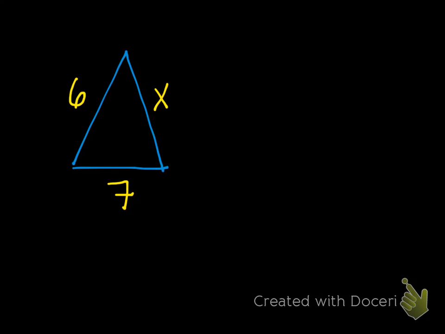Okay, now the difference with this one is it's giving you the triangle and it's giving you three sides. But one of those sides is a variable. This one's x, we don't know what it is. So we want to give a range of what the possible values of x can be. So you can do one of two things.